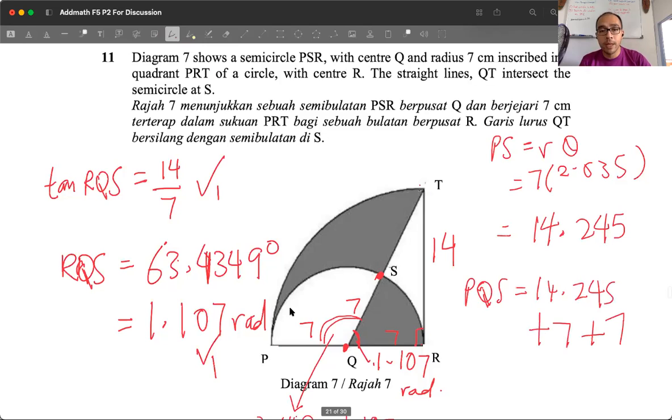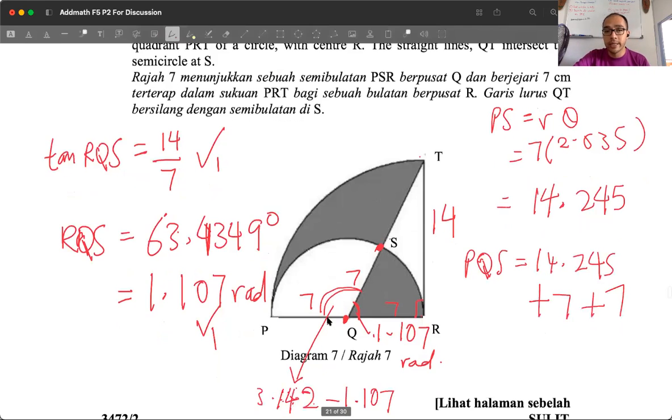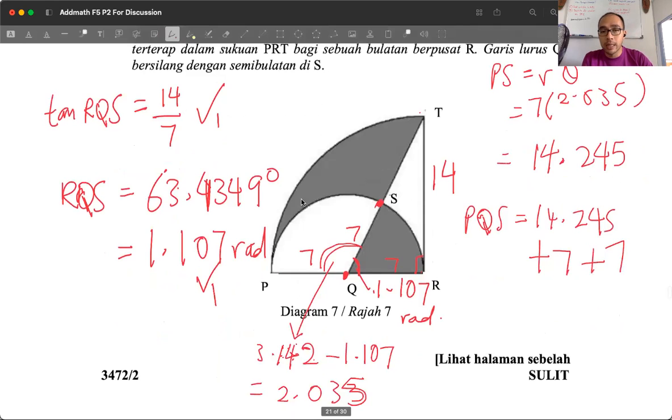Sebab perimeter kan? Okay, ini tambah 7 tambah 7. I noticed that in your paper one, a lot of people didn't pay attention to the radius. Dia hanya kira ini saja. Which is pretty sad lah. So you get the answer 28.245 cm.